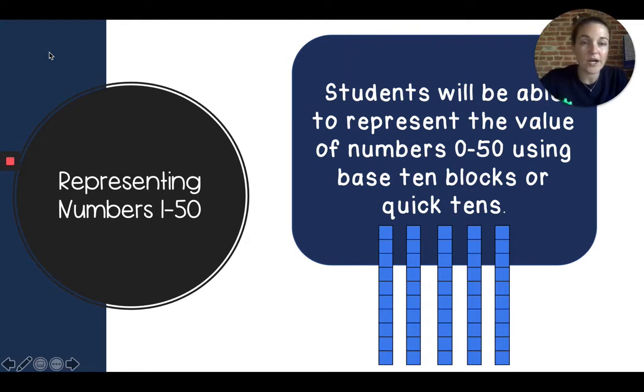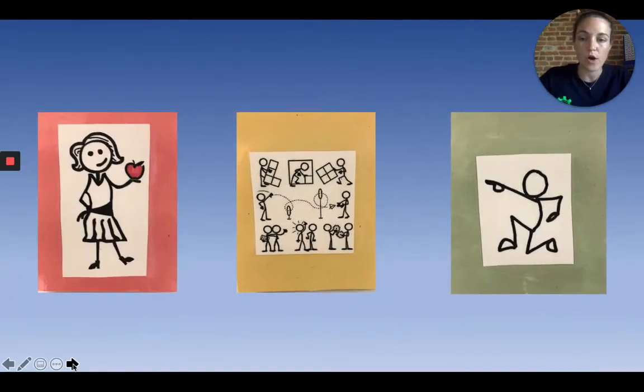It's Miss Weinberger, and today we're going to be representing numbers 1 through 50 using base 10 blocks and quick tens. Let's get started.